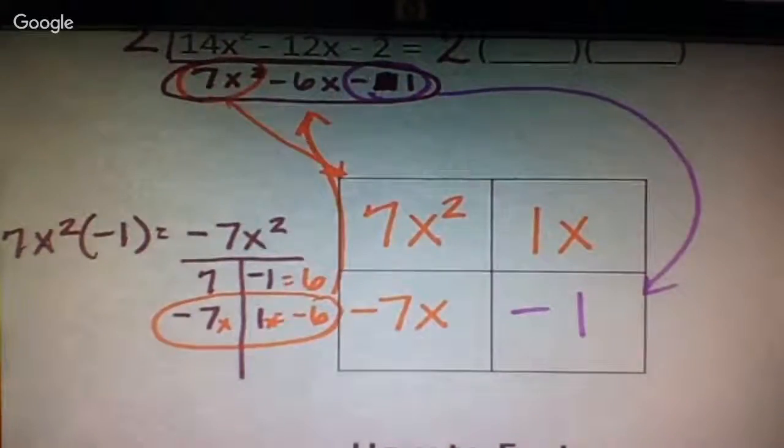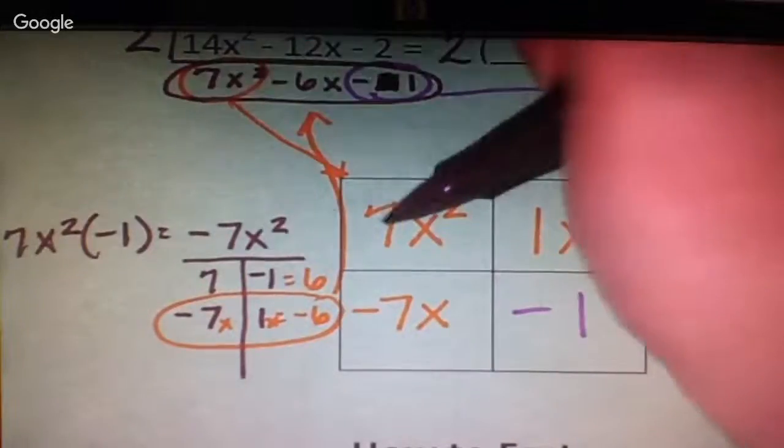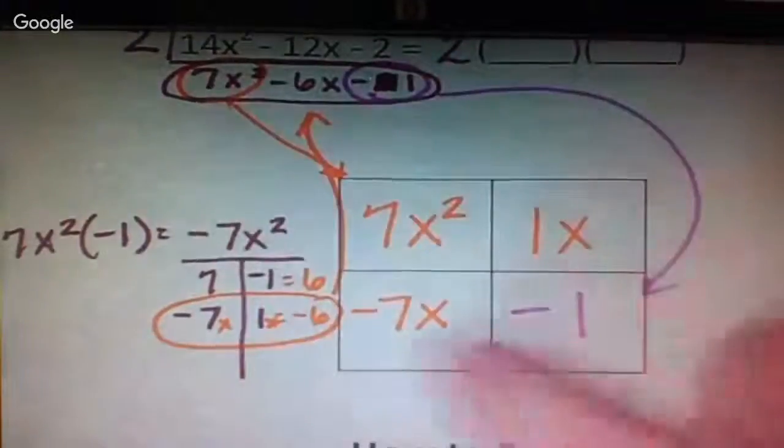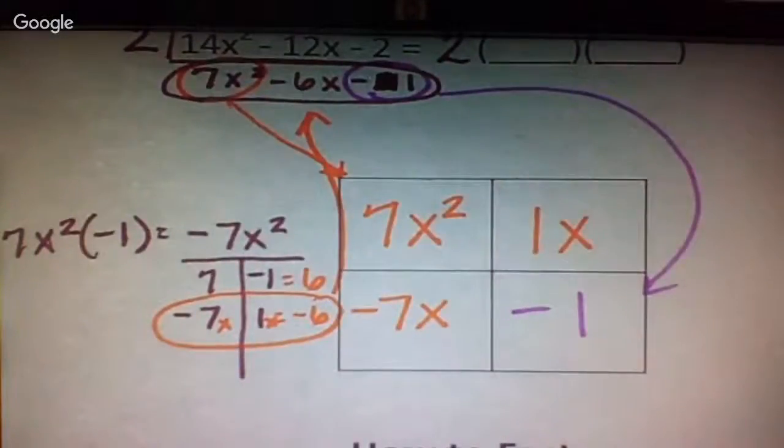How do you know where to put just those two though? Doesn't matter which one you put it in. Does not matter. With the 7x squared, this one has to go here. This one has to go here. But once I get these two, they can go in either spot. It doesn't matter. So I could have put the negative 7 up here and the 1 down here.